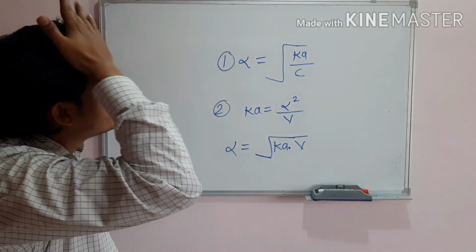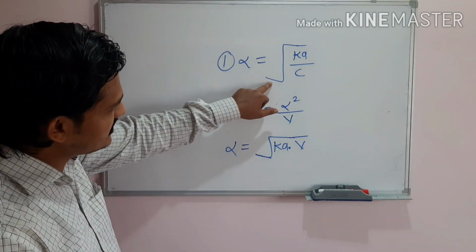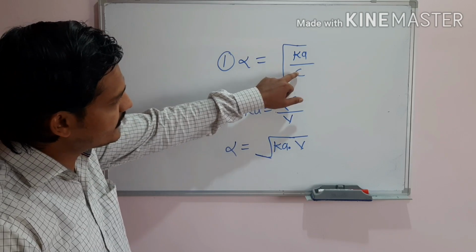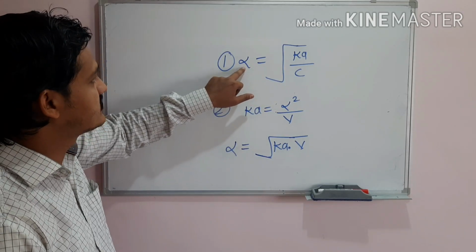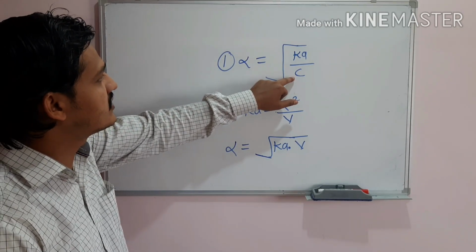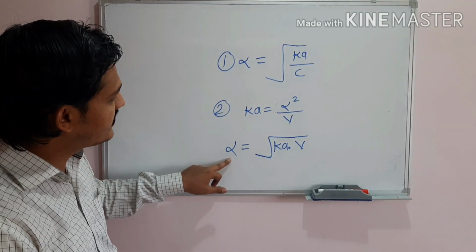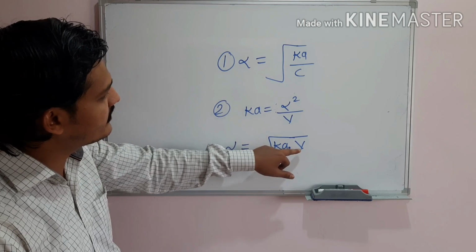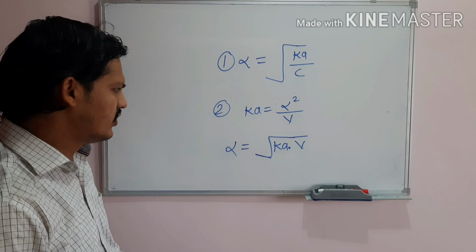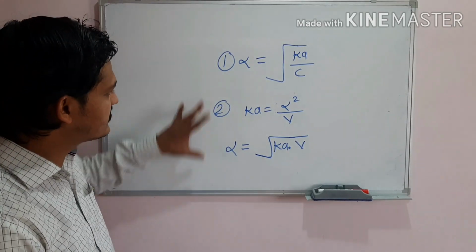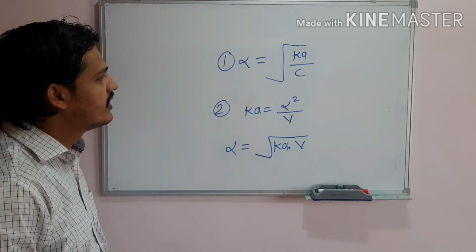Alpha means degree of dissociation. So degree of dissociation is inversely proportional to square root of its concentration. You have to remember that. And degree of dissociation is directly proportional to square root of its volume. So these are the two statements and two formulas regarding Ostwald dilution law for weak acid.